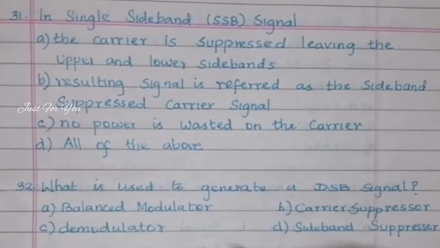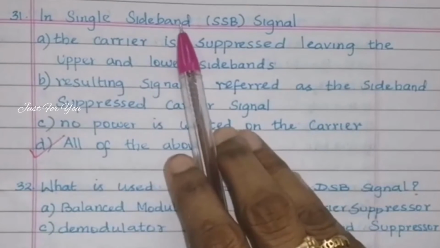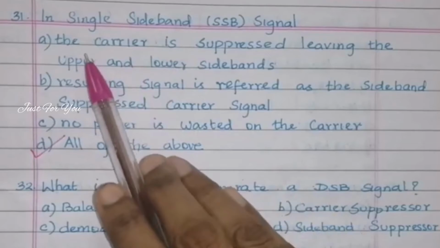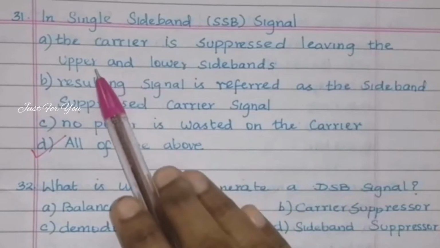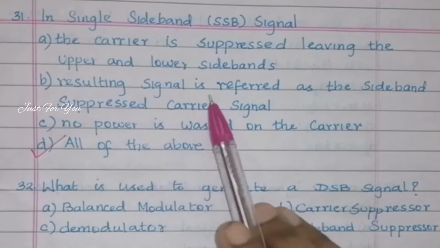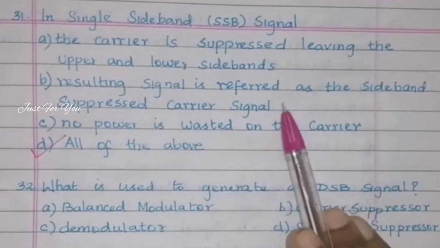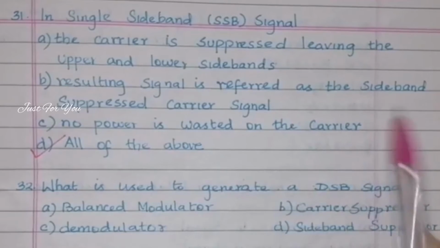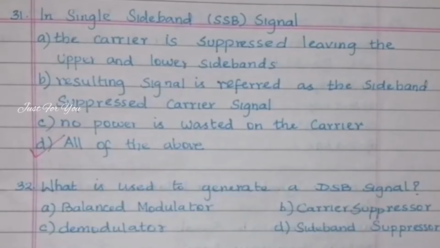The correct answer is option D, all of the above, because single sideband means there will be only one sideband. So they have written the carrier is suppressed. There is no carrier, but there will be upper and lower sidebands. The next one, the resulting signal is called the sideband suppressed carrier signal. That is also right. No power is wasted on the carrier. That is also right. So option D is the correct answer, all of the above.